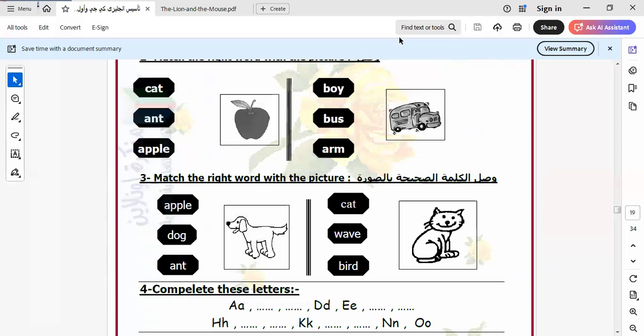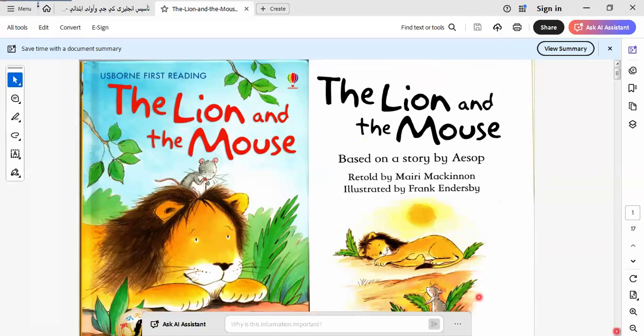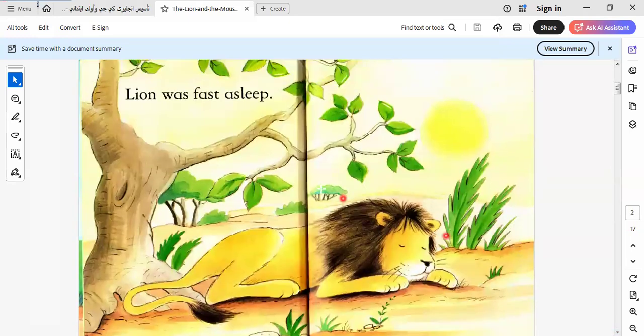Let's go to our story. The story today is about the lion and the mouse. Let's know what the mouse does with the lion.